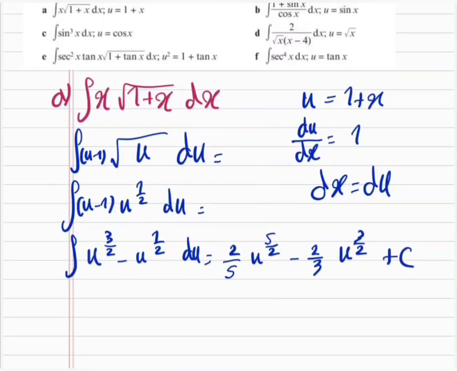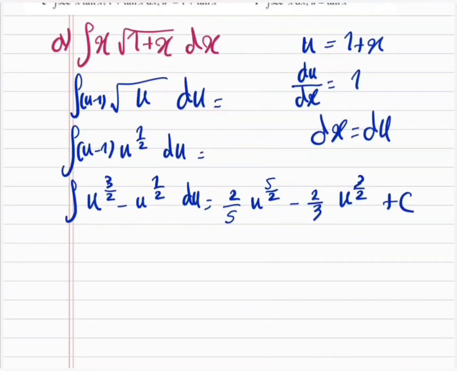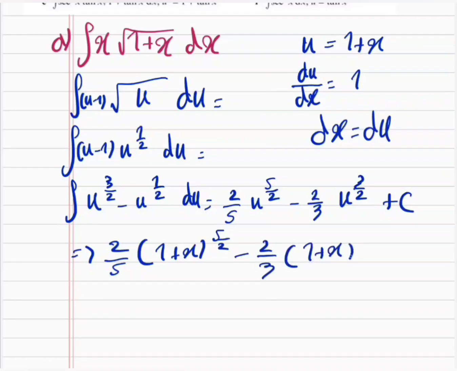Okay, we are almost done, but just remember that at the end we need to substitute back and make this in terms of x. So u is equal to 1 plus x, and we substitute that into u. So we'll have 2 over 5 times 1 plus x to the power of 5 over 2 minus 2 over 3 times 1 plus x to the power of 3 over 2 plus c.